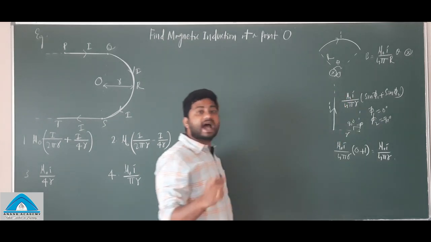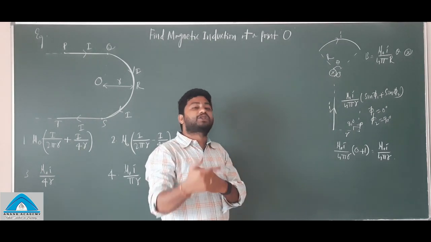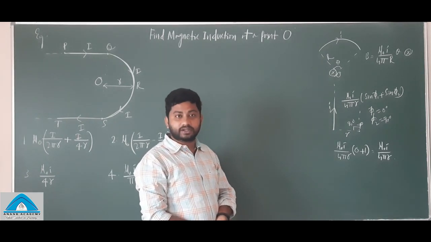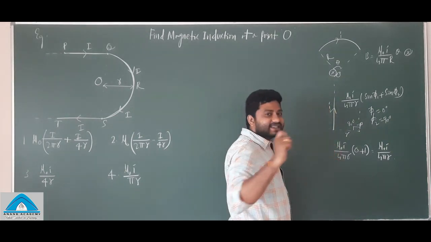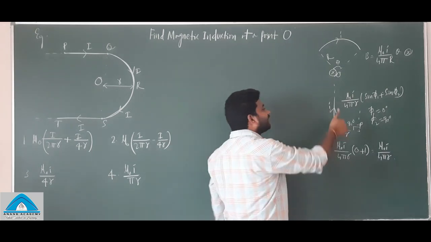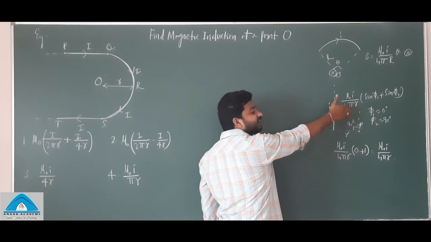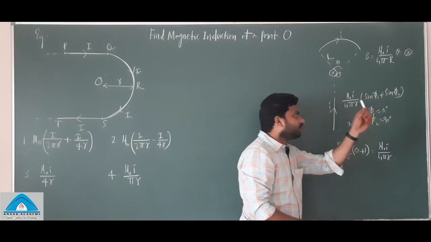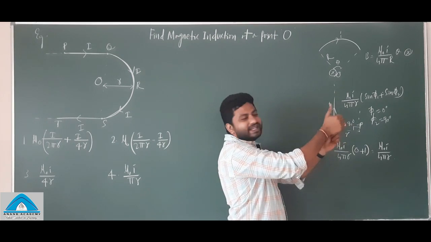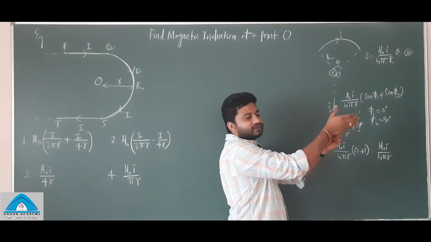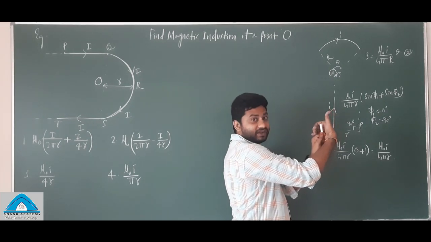Some of the students asked me about the right hand thumb rule, so here again I am explaining it. Imagine we are holding a current carrying conductor such that the thumb is pointing in the direction of current, and the fingers curl around it. Imagine this is your current carrying conductor, and current is moving upwards. We are holding it like this. You can see the curl of the fingers represents the direction of the magnetic field lines.